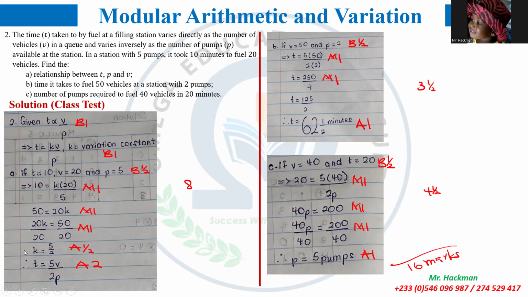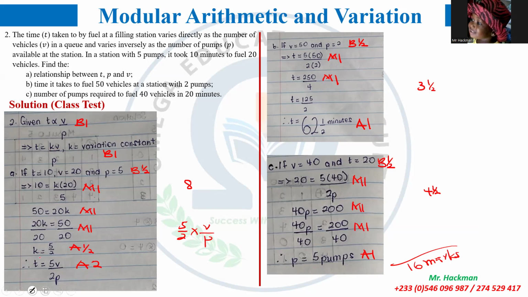Remember, you're not asked to find K, so you cannot draw your conclusion with K. Okay, so this is A half. Now your conclusion, because you know K, what you have there will be your K, which is 5 over 2, times, remember it is KV over P. So K times V over 2 will give you 5V over 2. And that's exactly what is here. So this will be A. Take note of that.